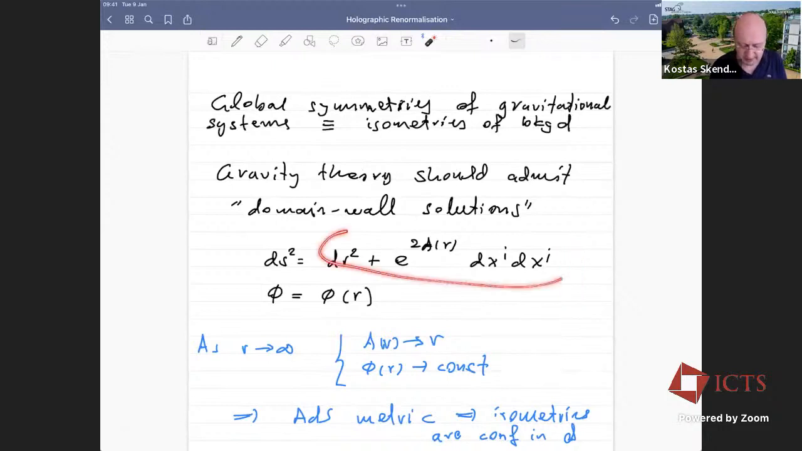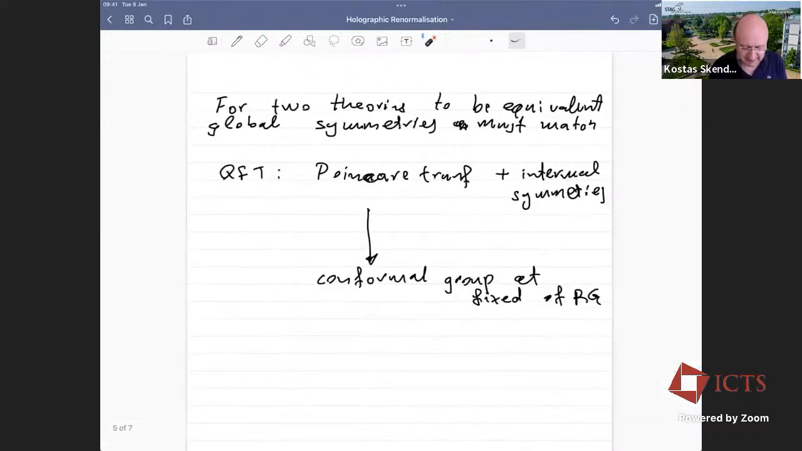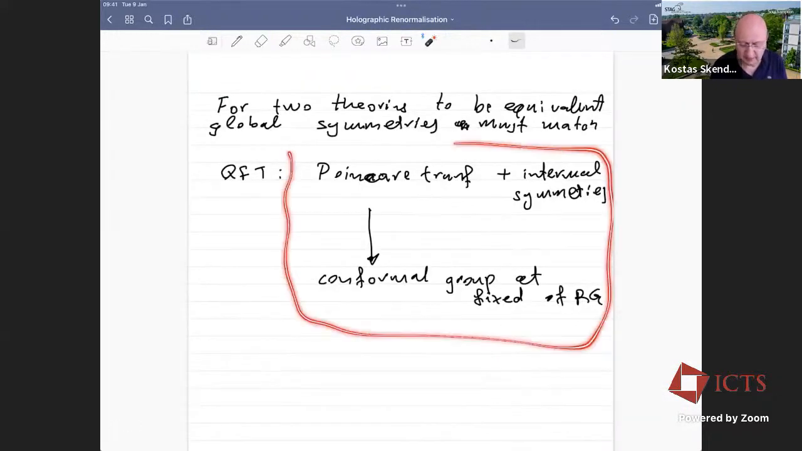So this metric here, for generic A of r, if you look at its isometries, are Poincaré transformations in one dimension less. And in addition, if this function A of r has the property that as you go to infinity it becomes linear in r, then this metric here becomes the AdS metric. And the isometries of the AdS metric are precisely the conformal transformations in one dimension less. So that realizes this setup on the bulk.